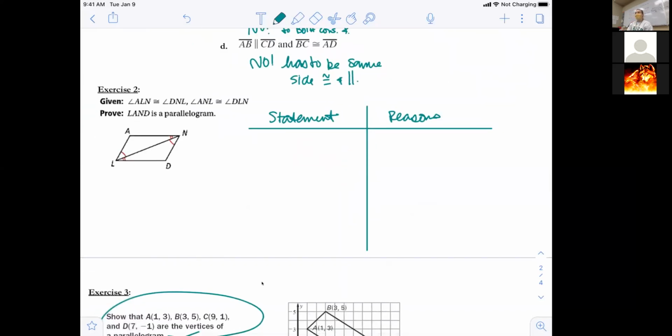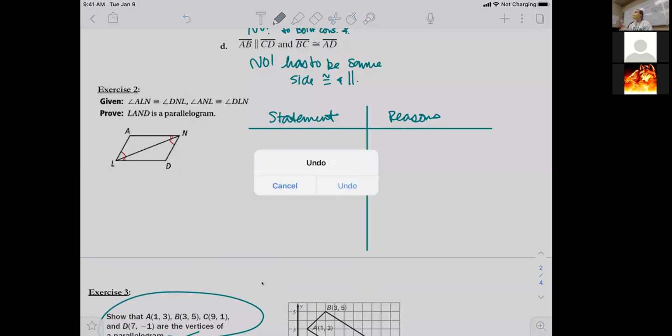You guys barely remember proofs, right? You got some knowledge of proofs. Do you remember how every proof starts? Given. Yep, just that basic, given. So let's shake those cobwebs off of our proof brain. So the statement, I'm going to write what's given. For my reason, I'm going to physically write given.